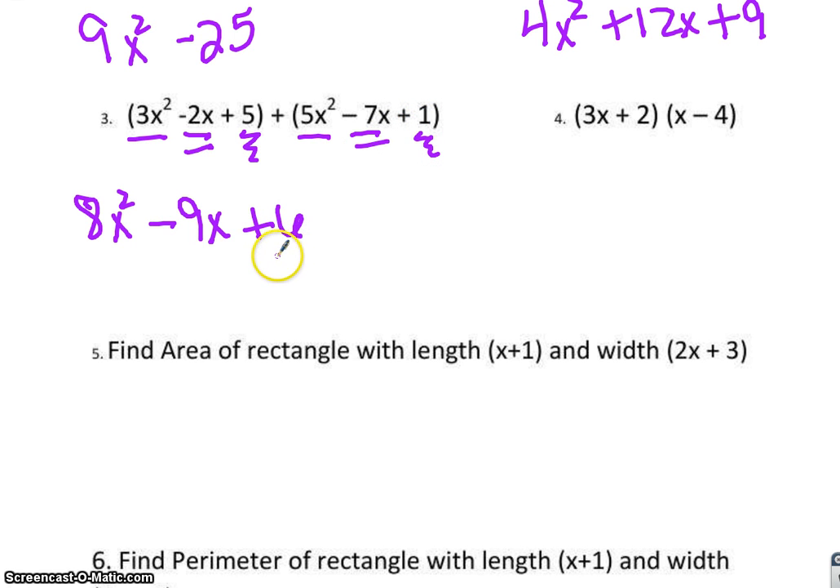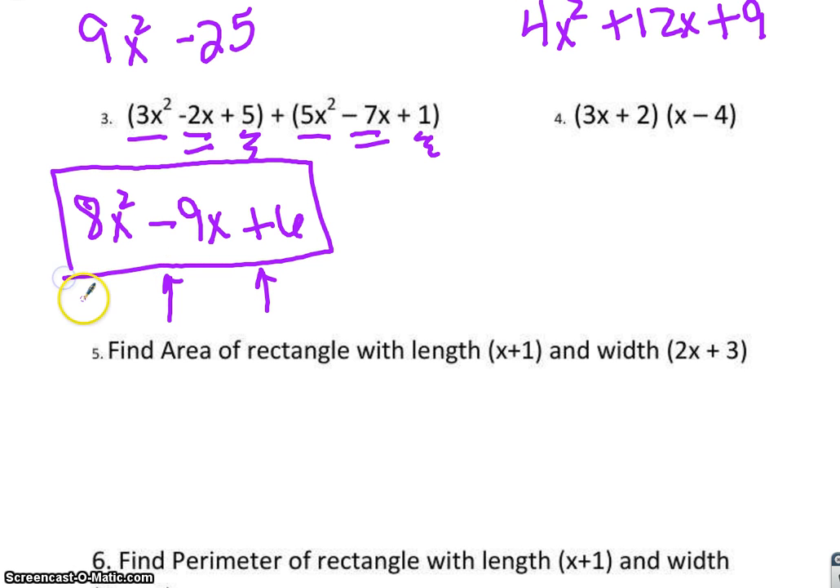You will not change any exponents. You will put a plus or a minus between every term. If you don't do that, you're going to get it counted wrong. This is your answer. Number 4, they're touching each other, so it's back to multiplication.